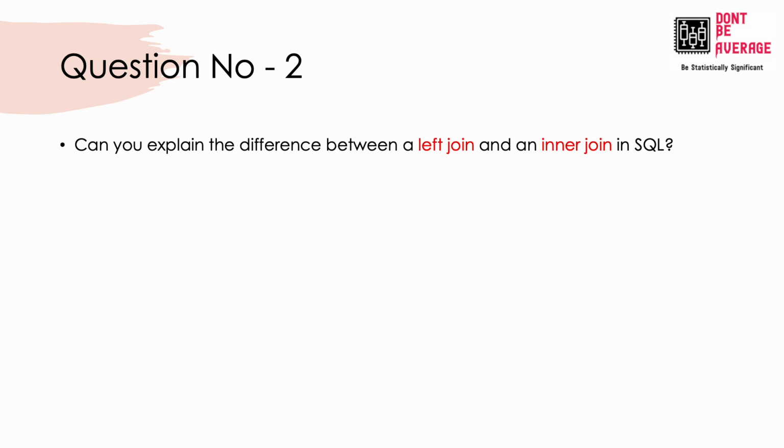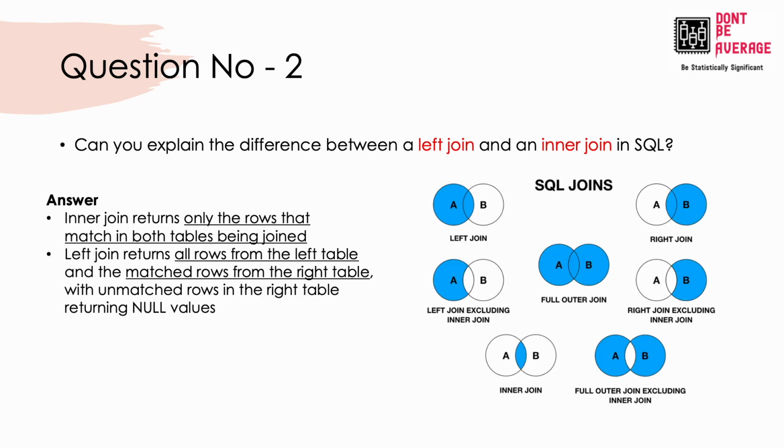Question number 2. Can you explain the difference between a left join and an inner join in SQL? Inner join returns only the rows that match in both tables being joined. So if we have table A and table B, the inner join which is shown here is actually only containing the rows that are common between the two tables, and it is ignoring everything else.